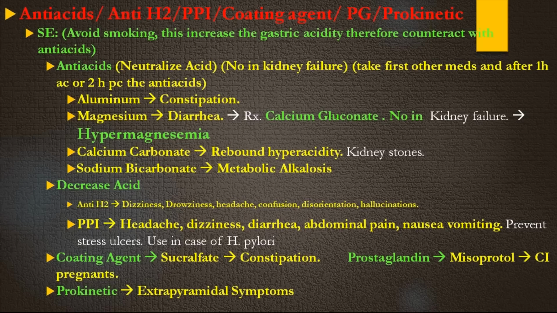Okay, so we have side effects. Aluminum, constipation. And don't forget that. Magnesium, we have diarrhea. The treatment for magnesium toxicity: you can assess the toxic levels of magnesium when the reflexes are down. And for this, we have calcium gluconate, because calcium is going to promote the contraction and the depolarization of the smooth muscle and nervous system.